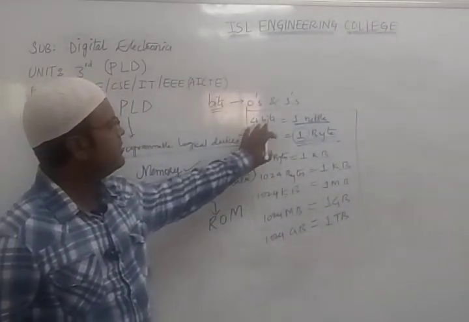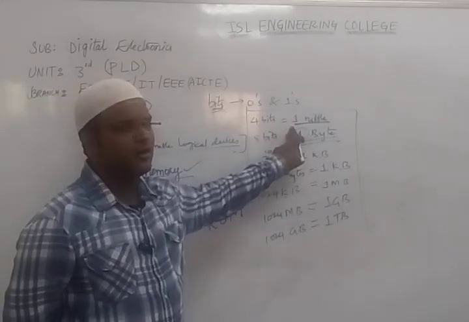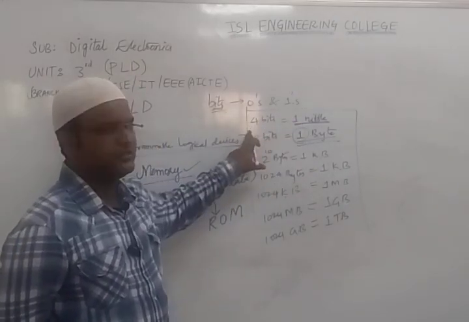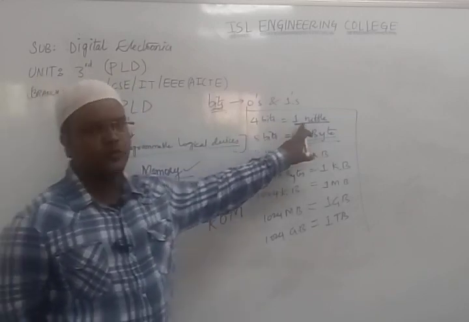If you want to store a bit, what does 1 bit mean? Bits are nothing but zeros and ones. How many bits should 1 nibble have? It should have 4 bits. If you are taking 4 bits at a time and you want to store that, then it is called 1 nibble.